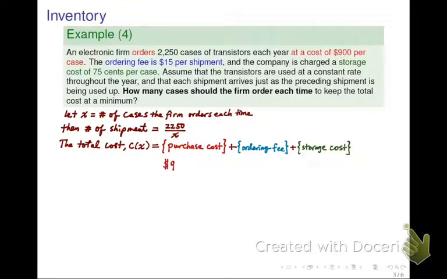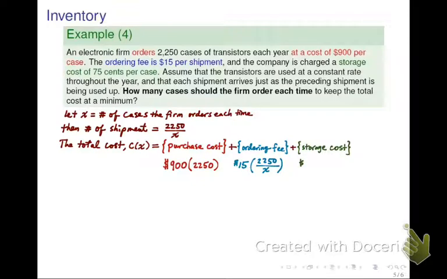For the purchase cost, since each case costs $900, and altogether we're going to be ordering 2,250 cases in the entire year, therefore we're just going to spend $900 times 2,250. For the ordering fee, since it's $15 per shipment, and altogether we have 2,250 divided by x shipments in the entire year, we're going to be spending 15 times 2,250 divided by x.